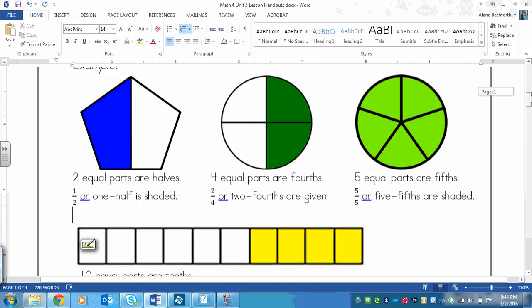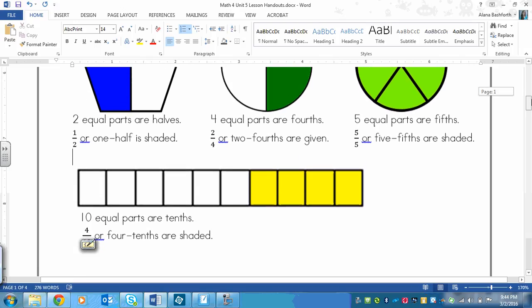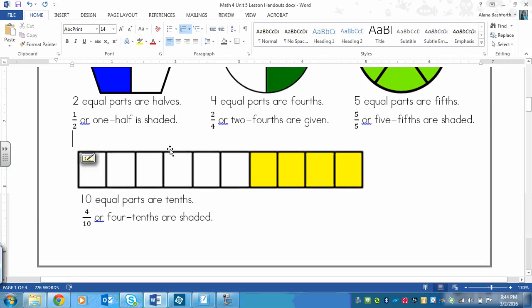And at the bottom here, we've got a larger one. There are 10 pieces here. 1, 2, 3, 4, 5, 6, 7, 8, 9, 10. Okay, so 10 equal parts, those are tenths. Notice the THS at the end. This vocabulary is going to stay the same throughout all fractions, and it will also carry over into decimals.